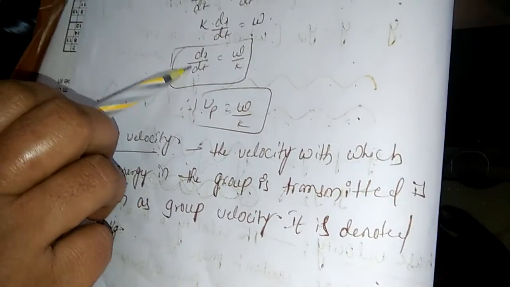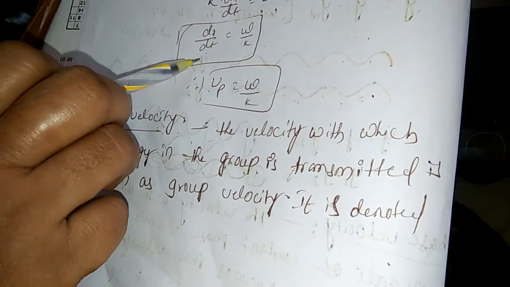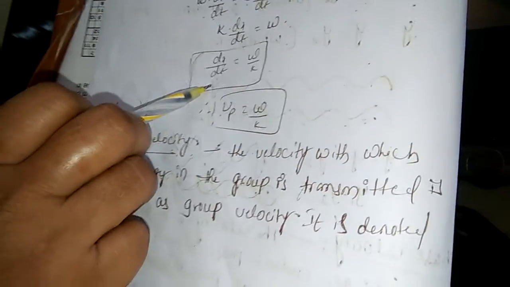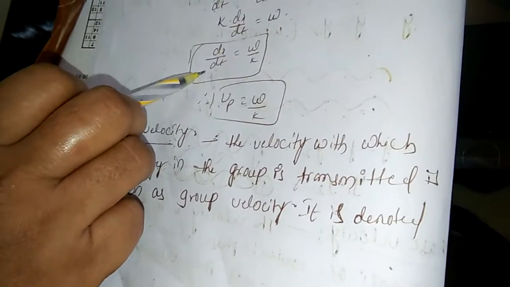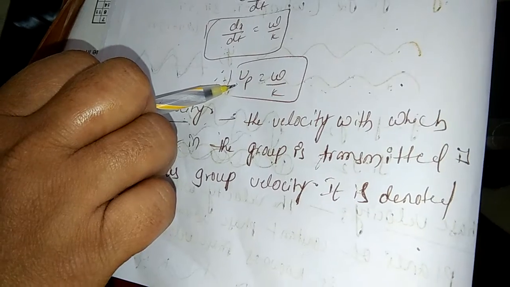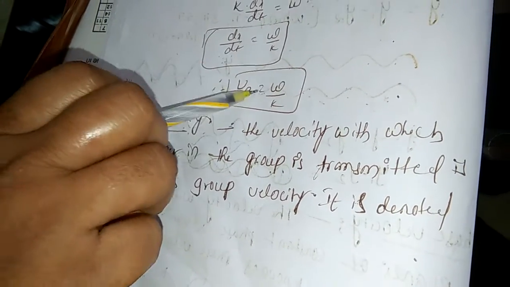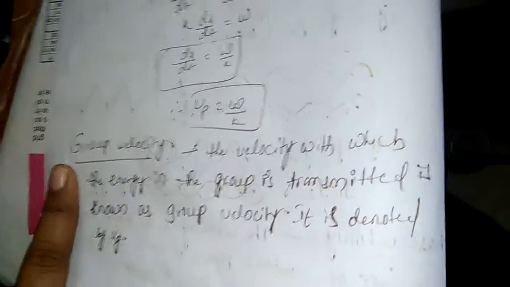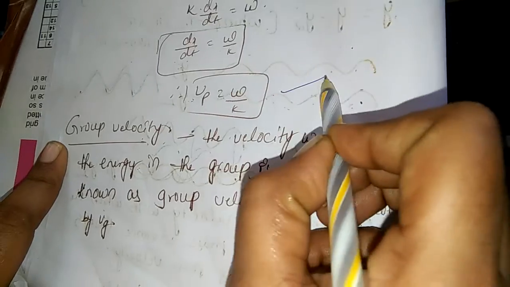Here dx by dt is the rate of change of displacement, that is Vp. Vp is nothing but the phase velocity. So phase velocity is equal to omega by k. This is the phase velocity.